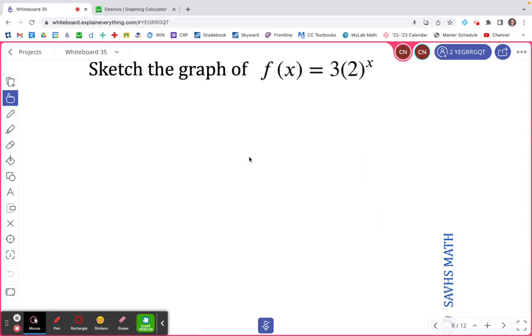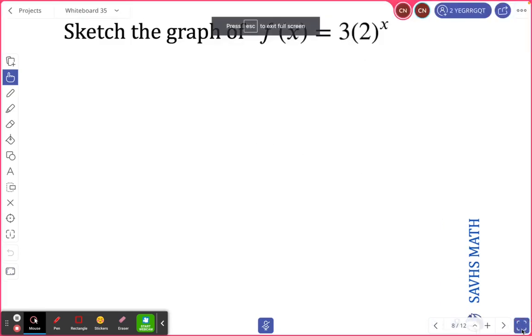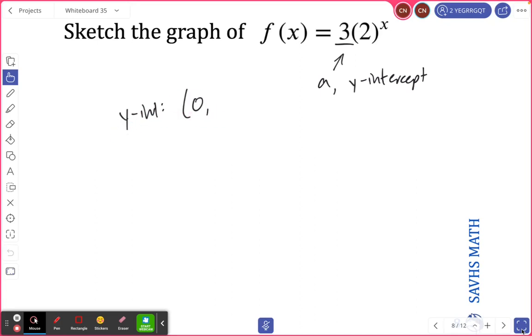Okay, so I want to do a little graphing. I want to sketch some graphs. And I know, based on what we did in the last slide, some information. So what I know is that this 3 is the a, and the a tells me the y-intercept. And so the y-intercept is the point (0, 3). And so if I sketch my graph, it looks like 1, 2, 3. There's going to be a dot right there because of the y-intercept, okay?